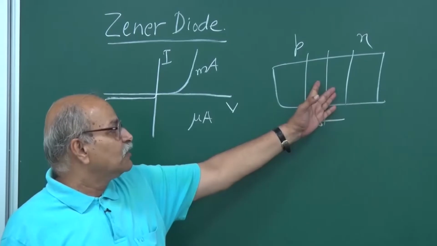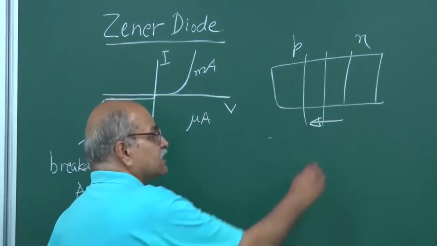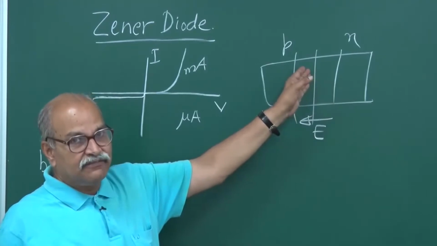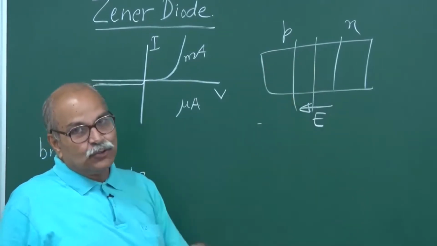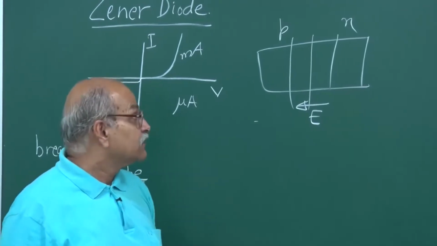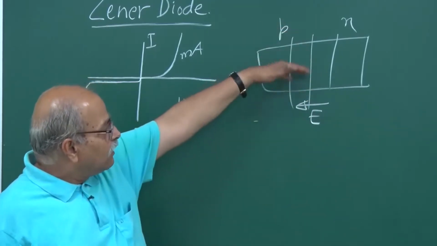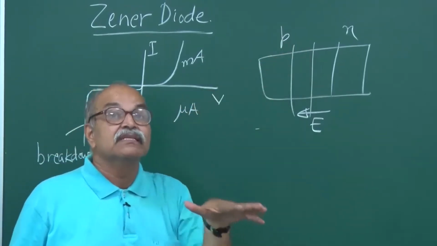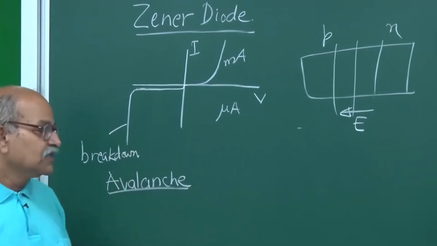And once new electron hole pairs are created, they are also accelerated by this electric field which is here. So electrons are accelerated towards right, holes are accelerated towards left, and they may also gain enough kinetic energy to break even more of those valence band electrons, and they can be made free, and this way a large number of electron hole pairs may get produced if this process starts. That is the breakdown known as avalanche breakdown.